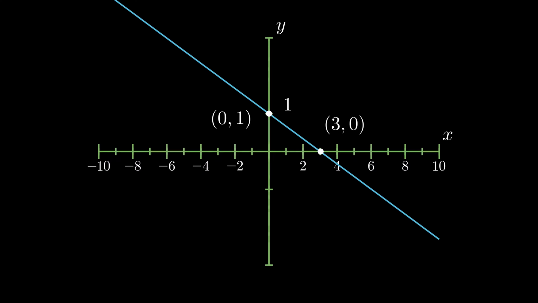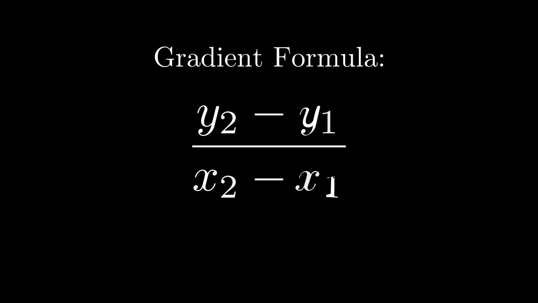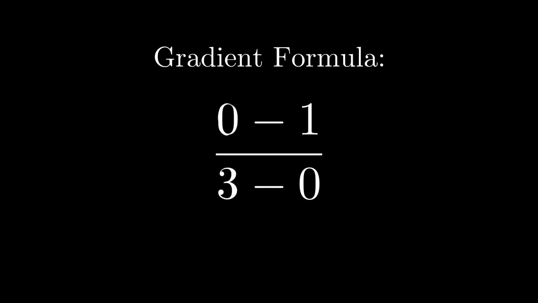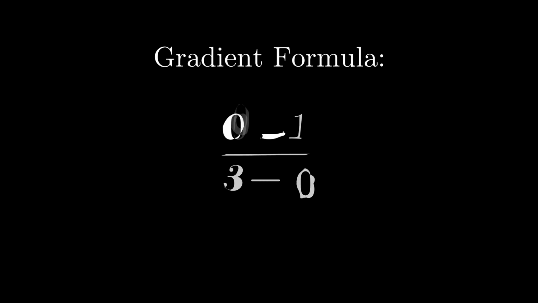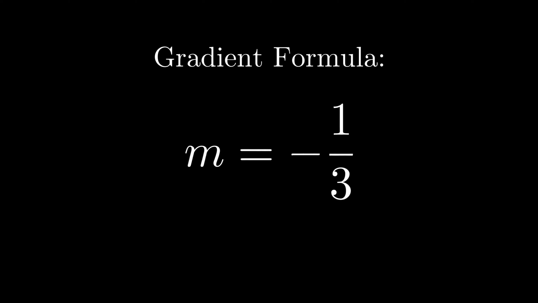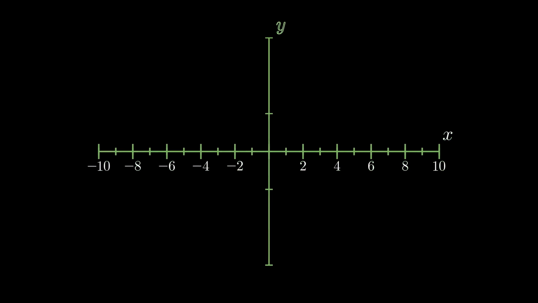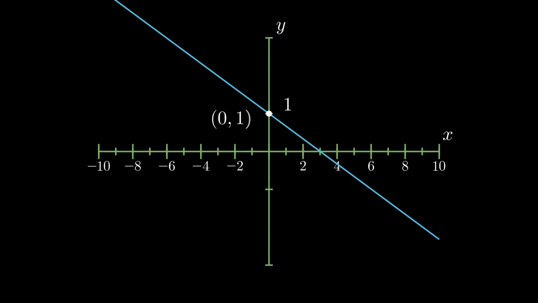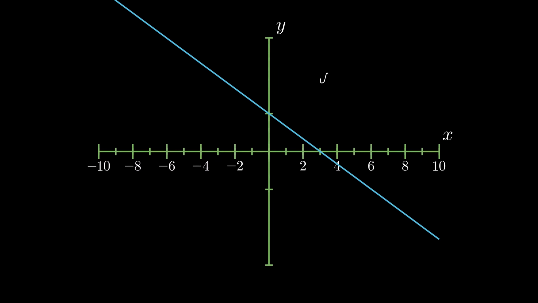Our final step is to plug in these values. First, we plug in the values from our first point, and then from our second. So we have (0 minus 1) over (3 minus 0), which in the end gives us negative 1/3. This is our gradient. If you want to find the y-intercept, just locate the point where the line intersects the y-axis, (0, 1), and then identify the y value of this point, which is 1. So the final equation of our line would be y equals minus 1/3 x plus 1.